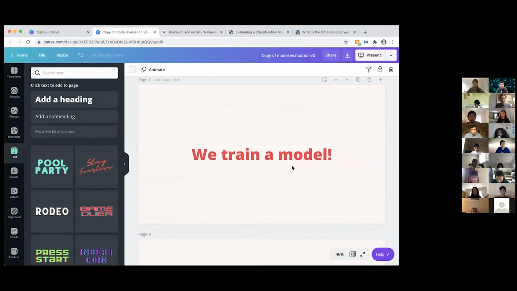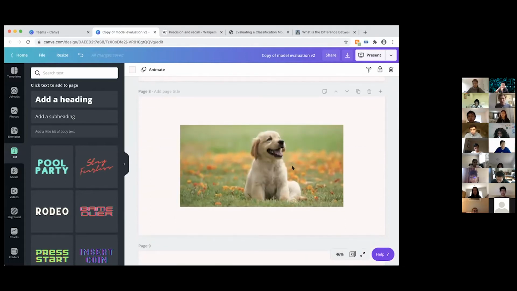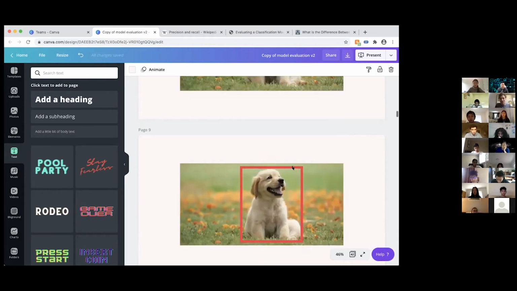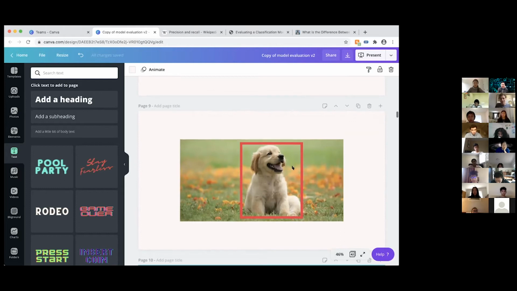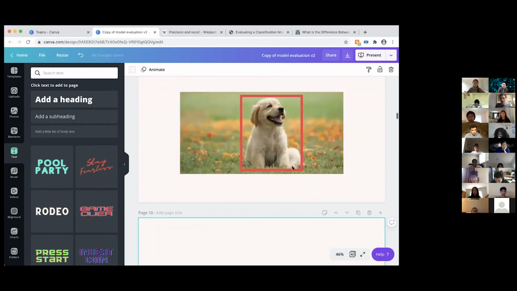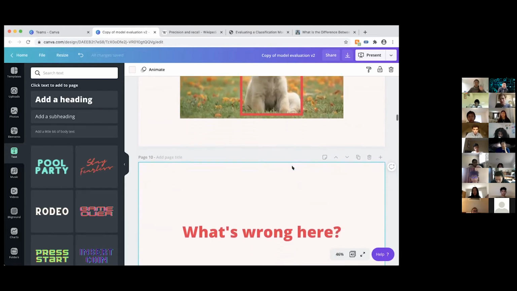So now that we have our model, we want to see, does this model actually work? And so maybe we get a picture of a dog and we test it out. We see now that we have this picture of a dog, let's test it. And then it finds the dog. But with this example here, what's wrong? What's wrong if we have this picture of a dog and we're detecting it?